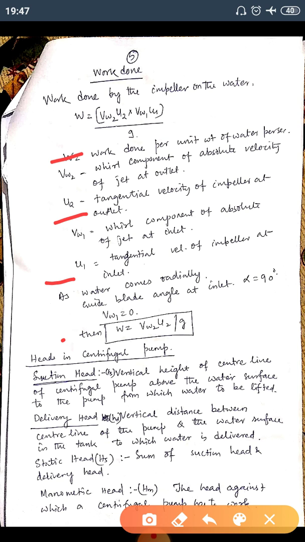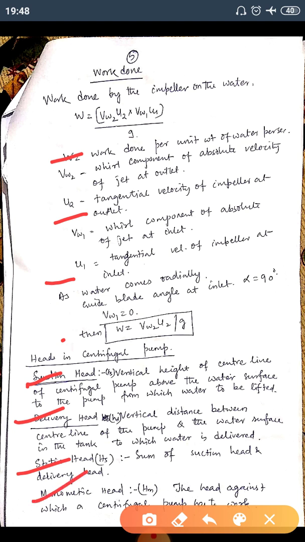Then we will know about the different heads in a centrifugal pump. First is the suction head, or Hs: the vertical height of the center line of the centrifugal pump above the water surface of the sump from which water is to be lifted. Then is the delivery head, Hd. It is the vertical distance between the center line of the pump and the water surface in the tank to which the water is delivered. Then the static head, Hs, is the sum of the suction head and delivery head.